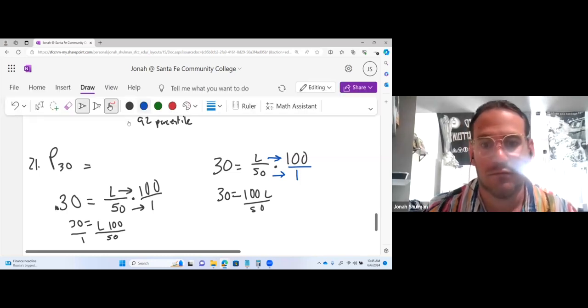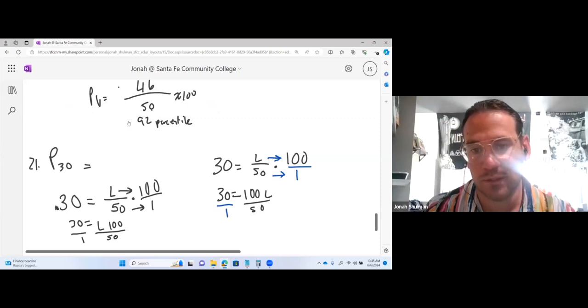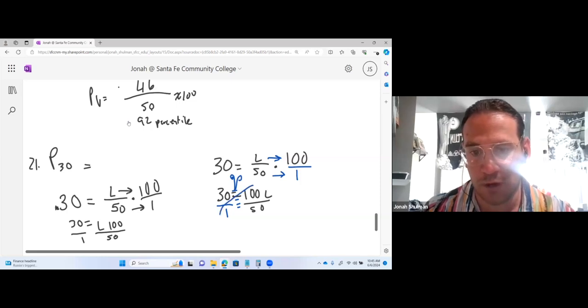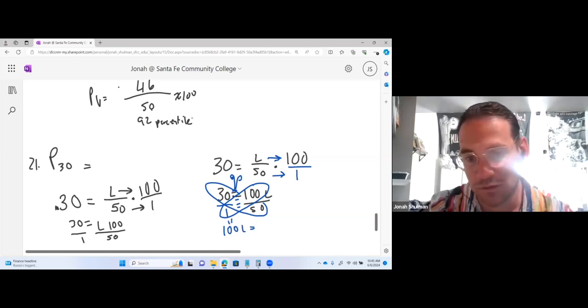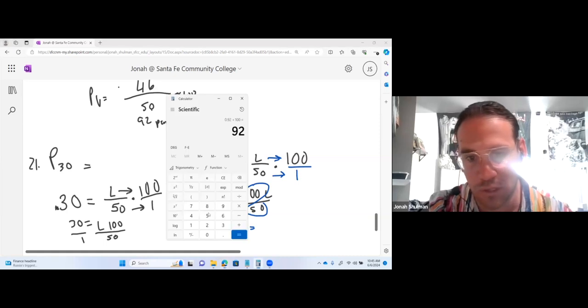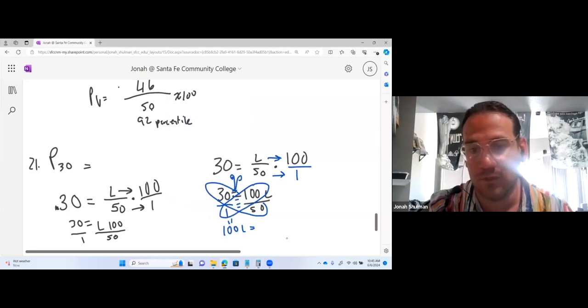Now again, every number is a fraction. If this is a fraction, make this a fraction. Whenever there's an equal sign between fractions, think about thorax and antennae. Butterfly rhymes with what? Cross multiply. 100 times L is 100L. 30 times 50. You can't do 30 times 50 in your head. That's okay. I do 3 times 5 and then add the zeros, but that's fine. 1,500.